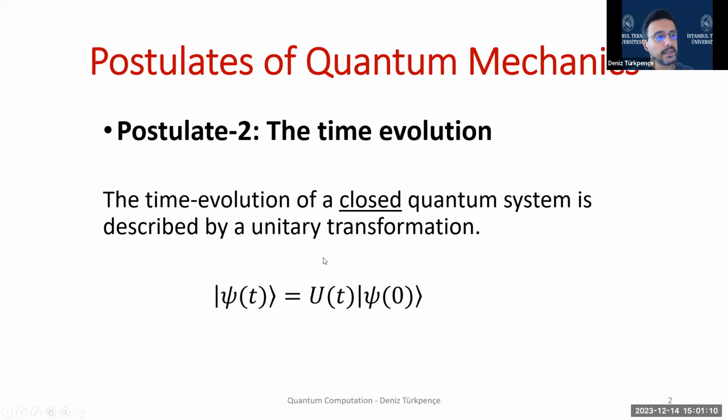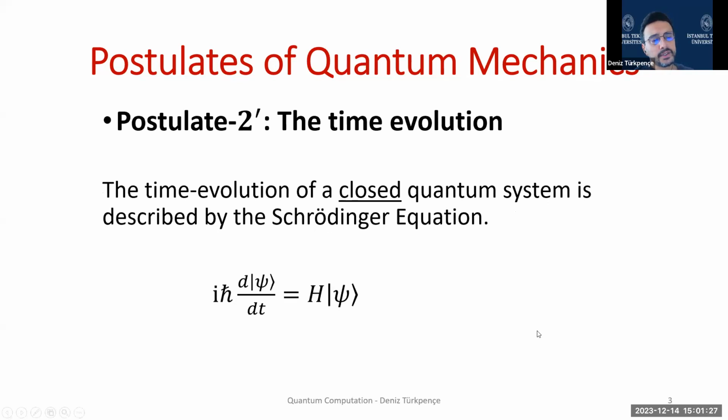But here we should underline that postulate 2 applies for closed quantum systems. And in fact, the Schrödinger equation applies for closed quantum systems, which means that the system is assumed to be not interacting with the outer universe. Okay. So an alternative version of the second postulate about time evolution is that the time evolution of a closed quantum system is described by the Schrödinger equation. So the time-dependent Schrödinger equation is a linear differential equation.